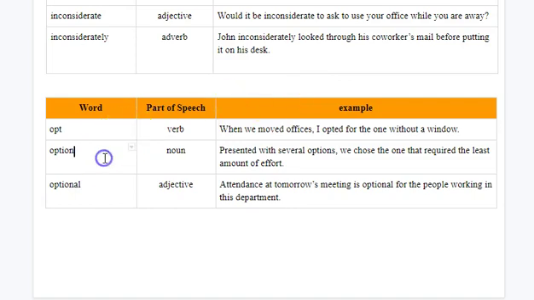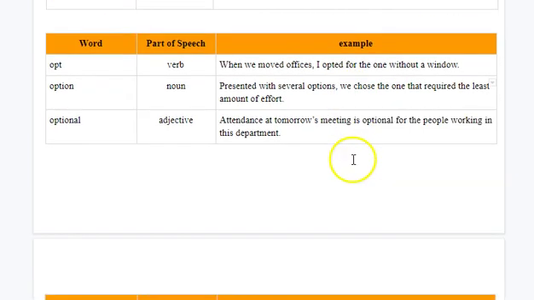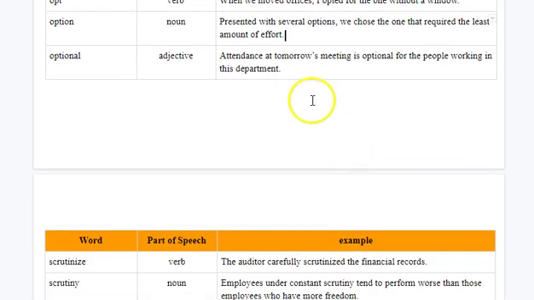Opt. Verb. When we moved office, I opted for the one without a window. Option. Noun. Presented with several options, we chose the one that required the least amount of effort. Optional. Adjective. Attendance at tomorrow's meeting is optional for the people working in this department.